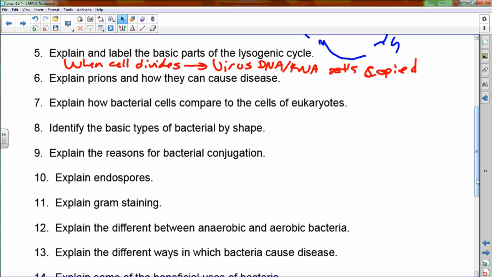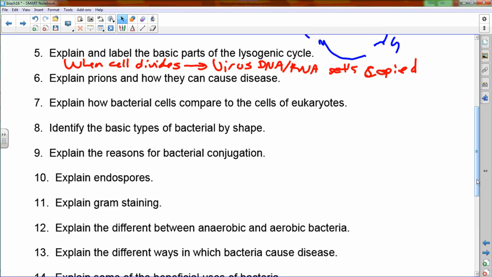All right, number 7. Explain how bacteria cells compare to the cells of eukaryotes. So this is kind of a throwback. It's review. But we should know this. What is the main difference between bacteria cells and eukaryotic cells? Like the definitional difference. Right. No nucleus in the prokaryotic bacterial cell.